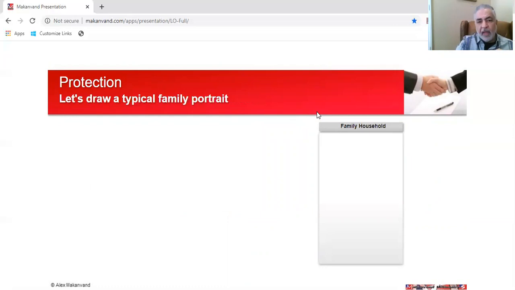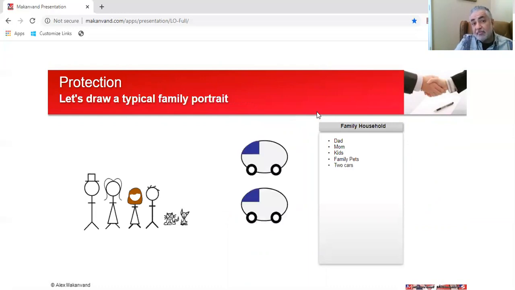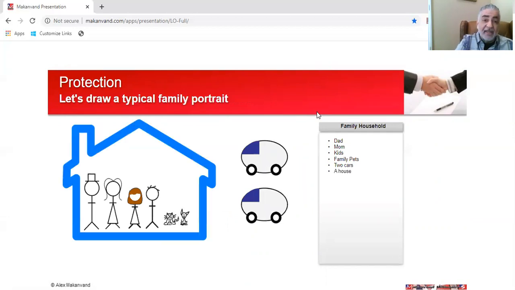So follow with me on this diagram. Let's say that I'm going to draw you a basic picture of a family. You've got the mom and the dad, and you've got a couple of crumb crunchers and some pets in the family. And let's say that they own a couple of cars, or let's say they're making payments on a couple of cars. That's more like it. And they own a home, or again, they don't own the home. They are making payments on the home. And that's your typical family.